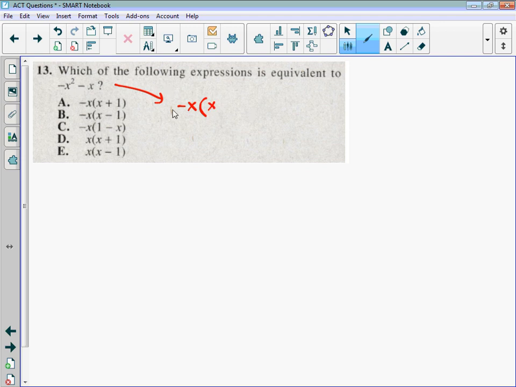The other way to think of it, if you are factoring this out, is you're taking both of these pieces and you're dividing them by what's out here, so negative x. If you divide this by negative x, the negatives cancel, it just leaves you with an x to the first. Remember, when you're dividing, you subtract your exponents. Okay, this one, if you divide by negative x, negative x divided by negative x is plus 1, and that gets you to choice A.